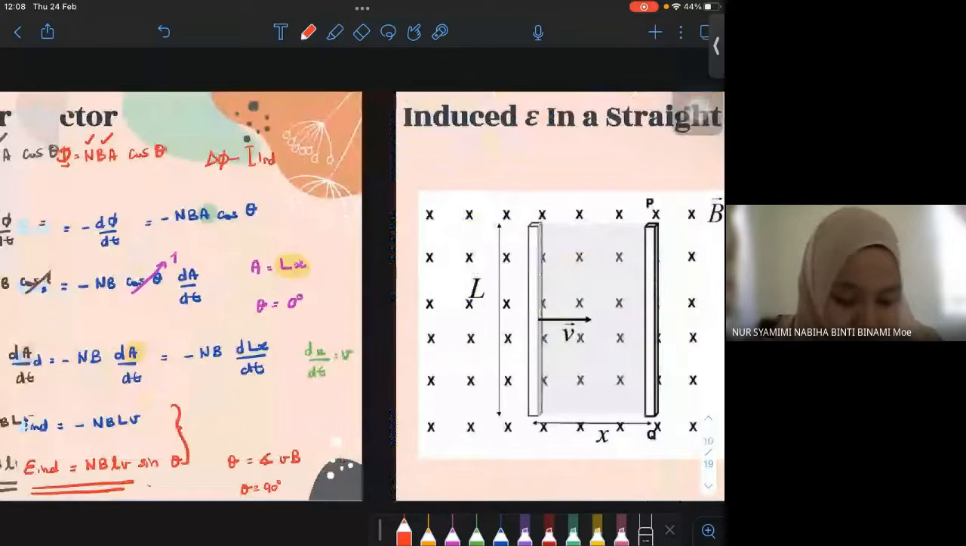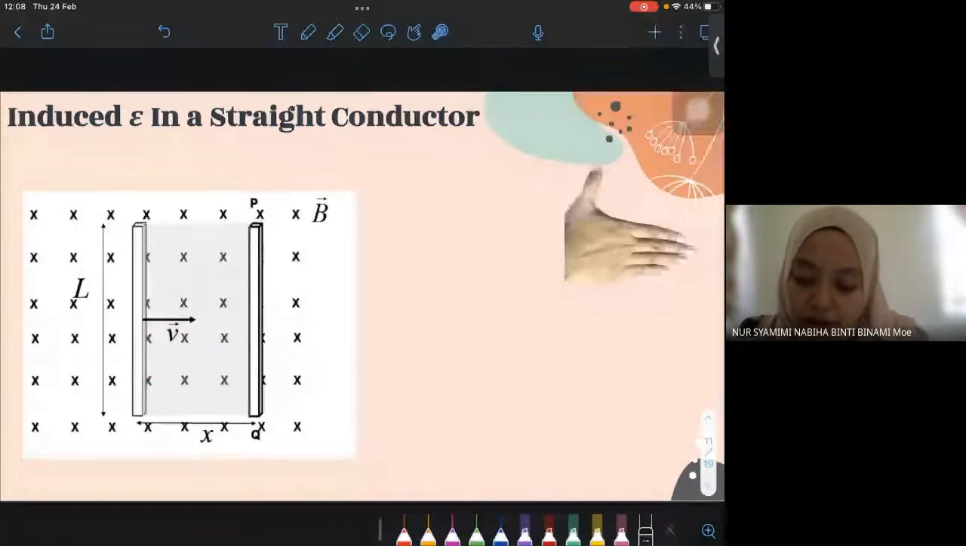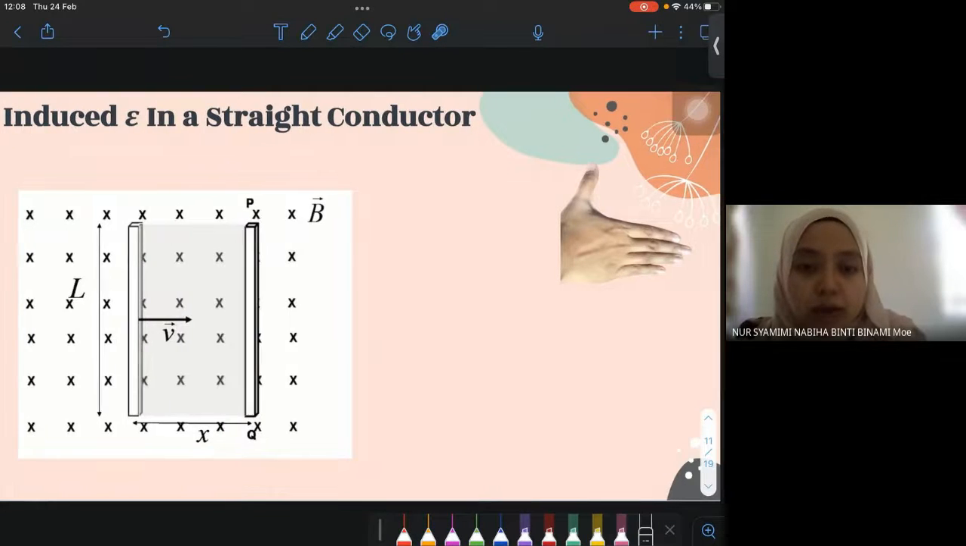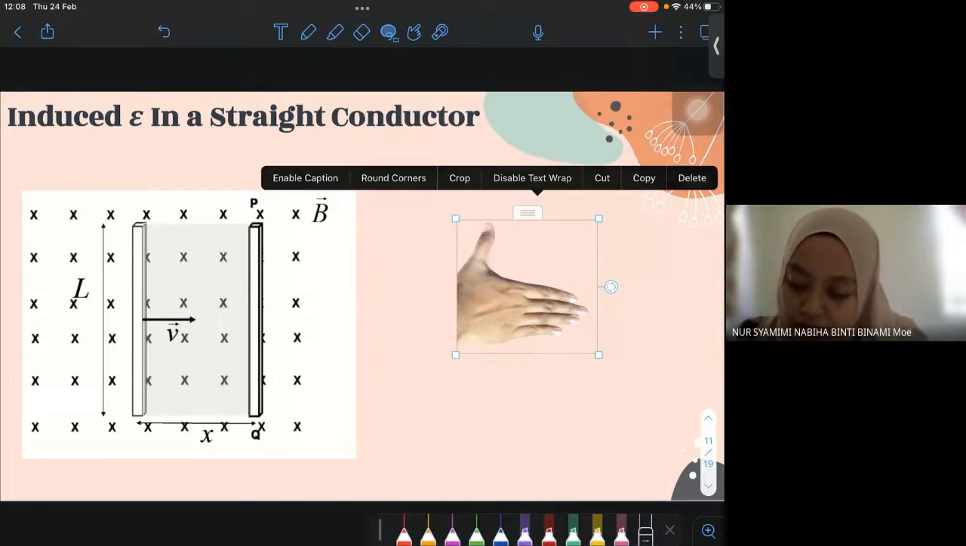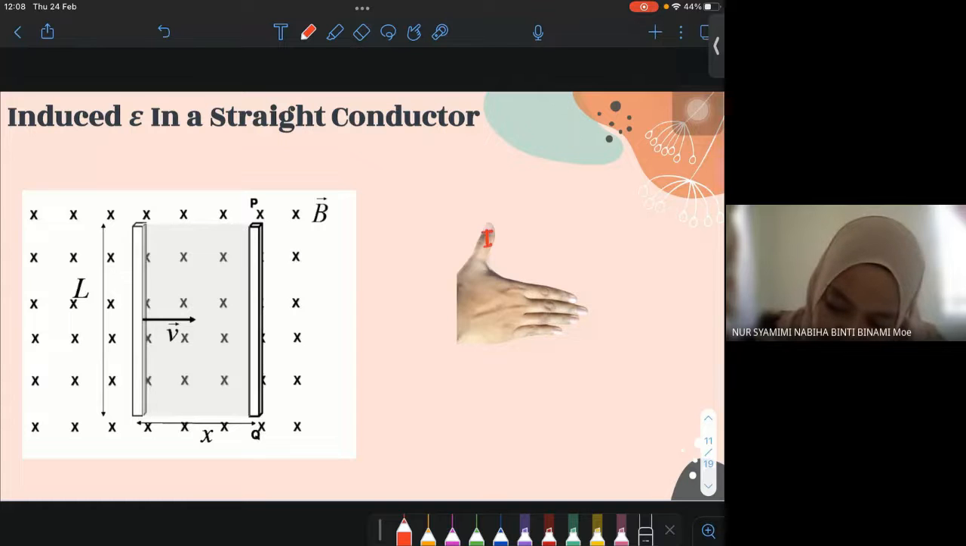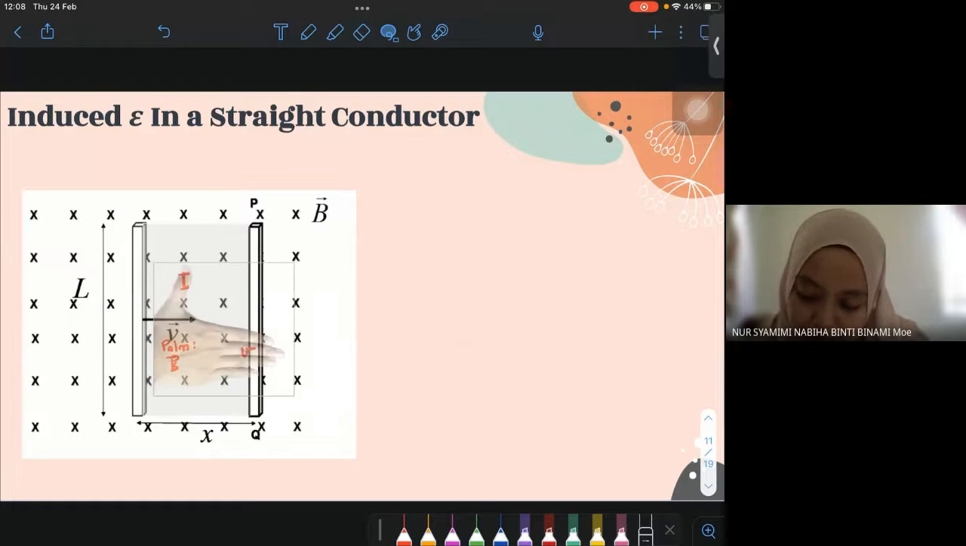Okay, so bila dah bergerak, dia dah hasilkan I induced. Tetapi ke manakah arah I induced tersebut? So arah I induced tersebut, we are using our right hand palm rule. So our right hand, macam kita dah belajar sebelum ni, our thumb is the direction of current, our four fingers is the velocity, and our palm is equals to magnetic field. So magnetic field into the page.